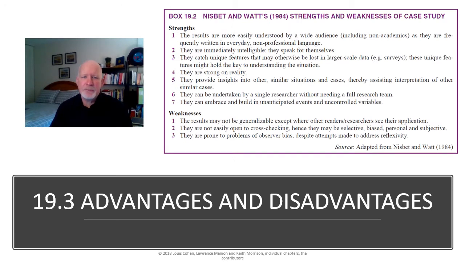Of course, there are advantages and disadvantages, and this table, 19.2, outlines many of those. As far as strengths, note that case studies are strong on reality. It is reality-based research, and as a result, can often be more easily understood by a non-academic audience. There are weaknesses, of course: the findings may not be generalizable to other settings because they're so context specific, and they are potentially subject to researcher bias as well.